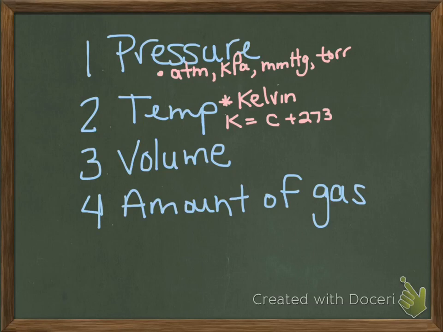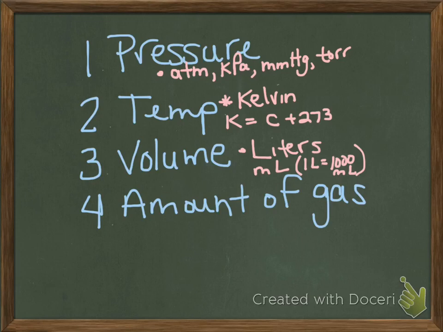And volume is pretty easy. It is measured in terms of liters. Now, you can sometimes also see it in milliliters, which hopefully you know 1 liter is equal to 1,000 little milliliters. And finally, the amount of gas. Now, since you're dealing with different substances, we have to talk in terms of an amount that's equal for all substances. And that amount, or that unit, is moles.